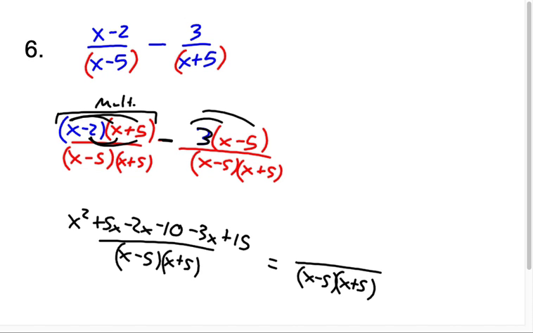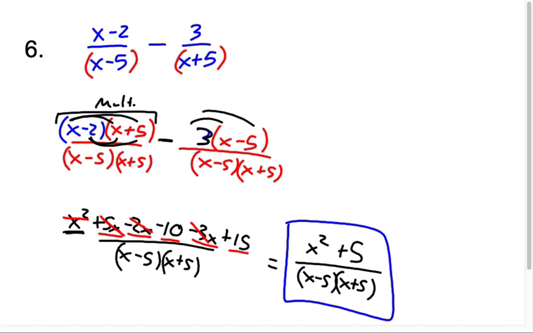But on top then I have an x squared. If I look at all my x's here, 5x's minus 2x's minus 3x's, that's actually 0 x's, right? So those go away. And if I look at my negative 10 and positive 15, I should end up with a positive 5. Can I factor that down on top? Nope. So this would be my final answer.